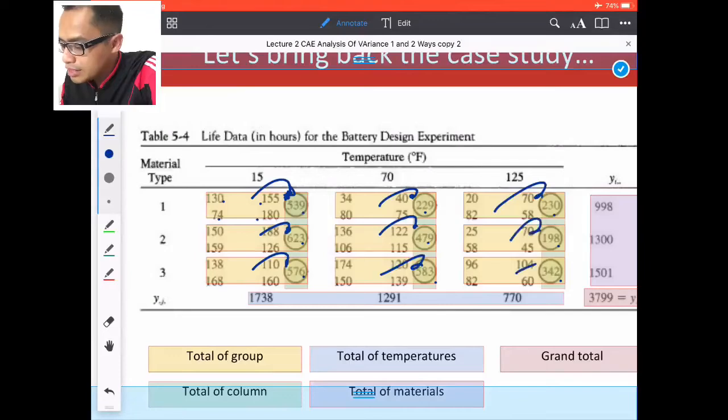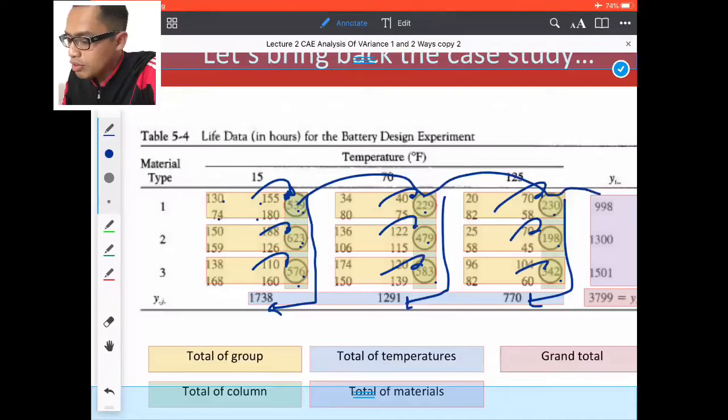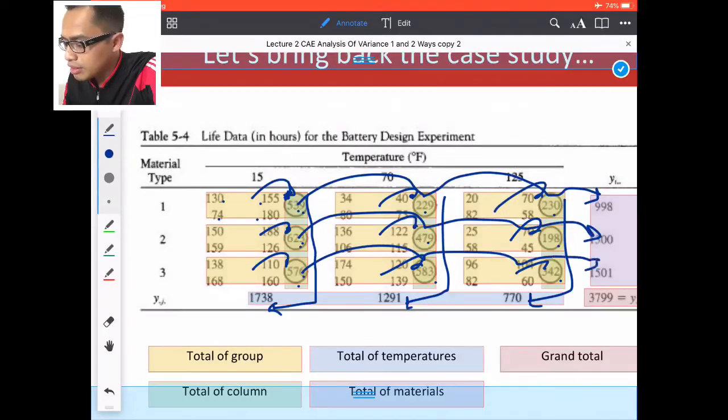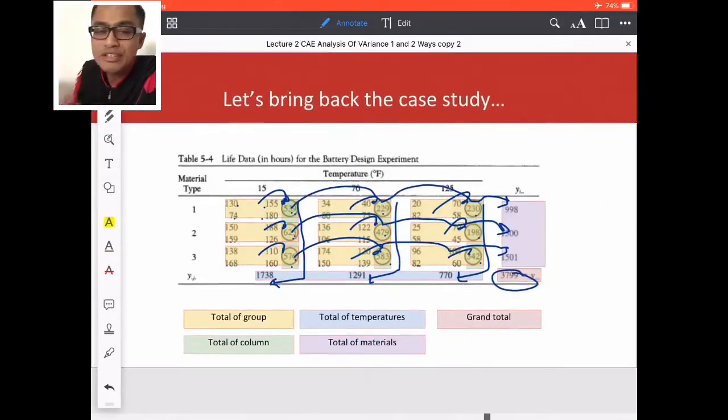That's the first job. Then this one must have this result. If you sum 539, 623, 576, you get 1738, and in this way, and of course this way as well. And this is the grand total. 3799 is the total of rows and columns. They must tally. If they don't tally, then you are in deep trouble. That is our first job.